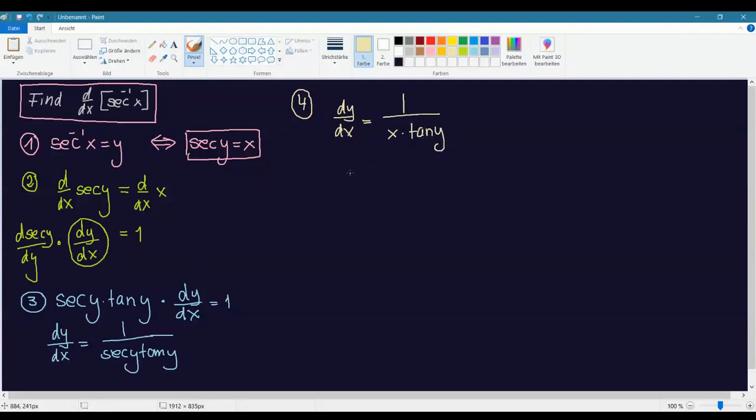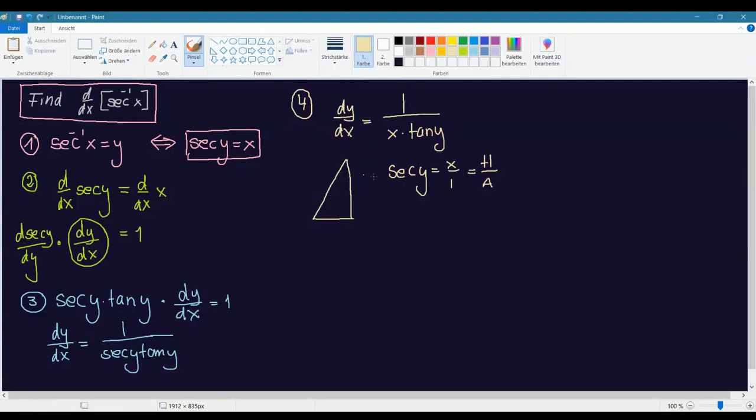And now we can do what we usually do. We can draw our triangle. Okay. And keep in mind that we know that sec y is x over 1. And we know that x over 1 is equivalent to hypotenuse over adjacent, because sec y is 1 over cosine, and cosine is adjacent over hypotenuse, so we're just flipping it, right? They're reciprocals of each other.